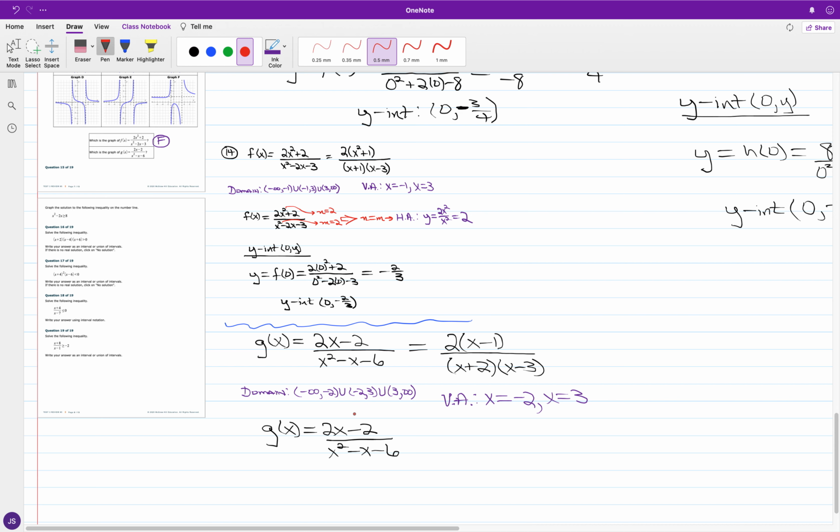Okay, so in the numerator we have 2x, or 2 times x to the first, minus 2. So n is equal to 1, and in the denominator we have that m is equal to 2. For the degree comparison, we have that n is less than m. If n is less than or equal to m, there's going to be a horizontal asymptote. But if n is less than m, there's going to be a horizontal asymptote at y equal to 0.